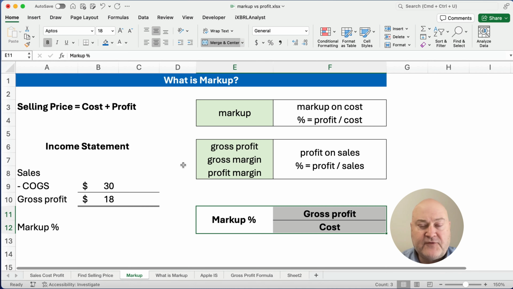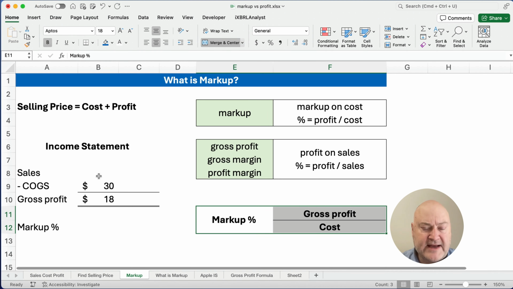If we're looking at the sales, then we call this gross profit, or gross margin, or profit margin. These are very similar concepts, but we're talking about profit divided by the sales, and it'd be a different percentage. Let me show you what I mean here with a real simple example.